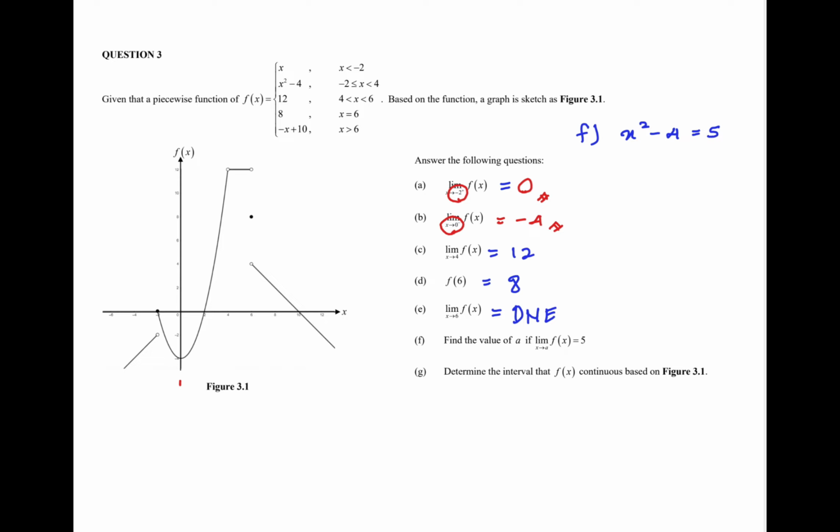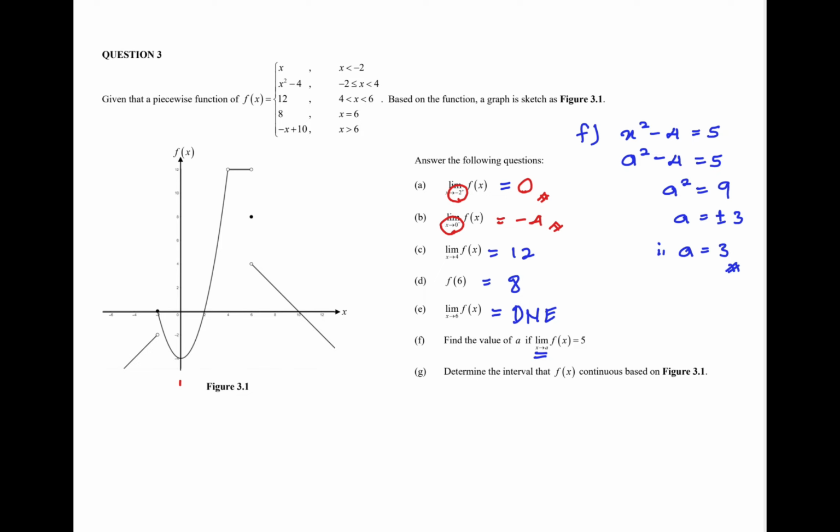So we can choose x squared minus 4 equal to 5. We can solve this because x approaches a, so a squared minus 4 equals 5, so a squared equals 9, so a equals plus or minus 3. But in this case, we must choose a equals 3 because according to the graph, you cannot choose the negative value.